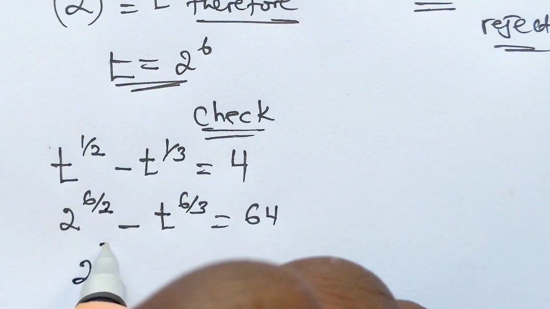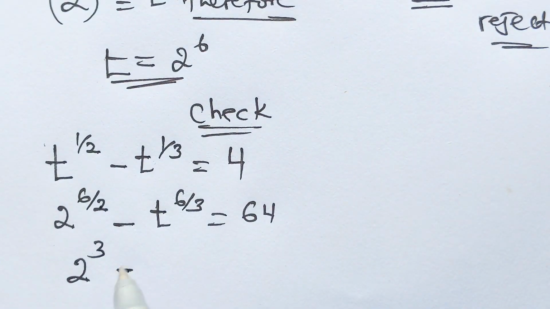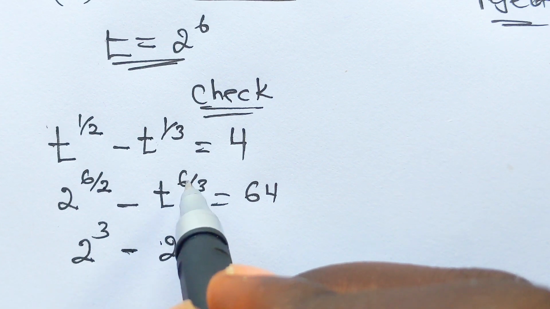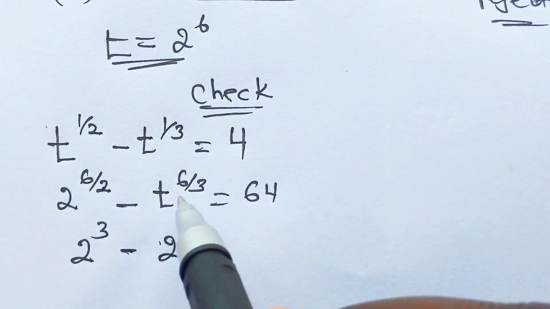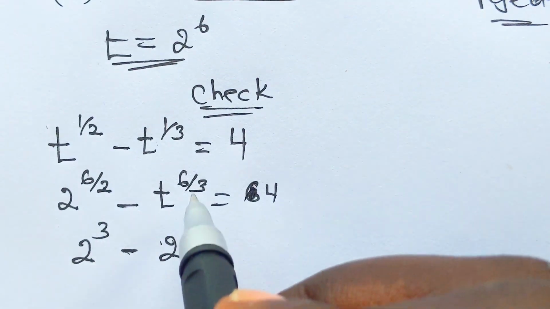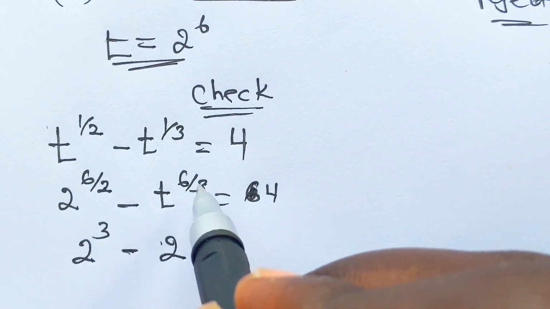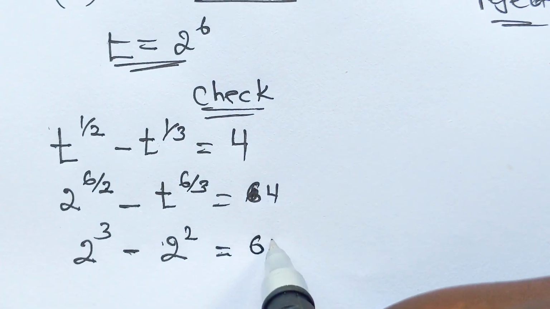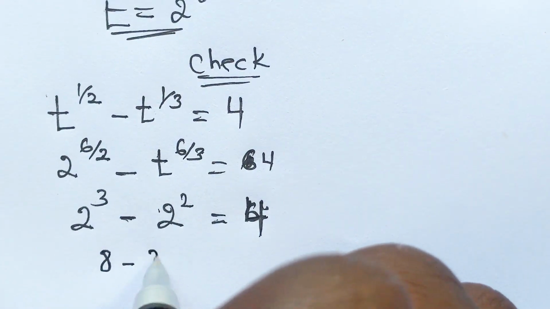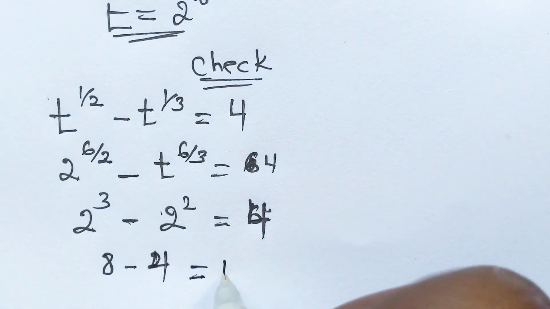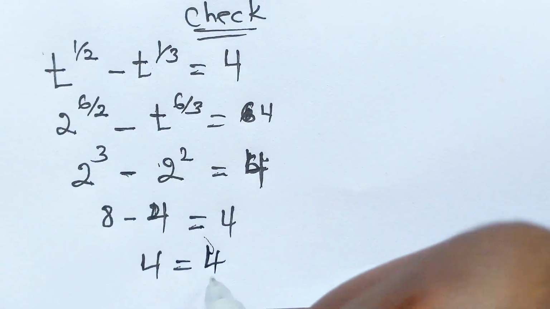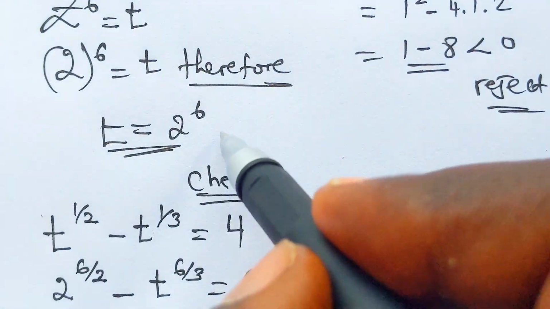Then here we have 2 to the power 3 minus 2 to the power 6 divided by 3, that is 2 squared, sorry, that is 4. This is 8 minus 4, that is equal to 4, and 4 equals 4. Then the value of t is this one.